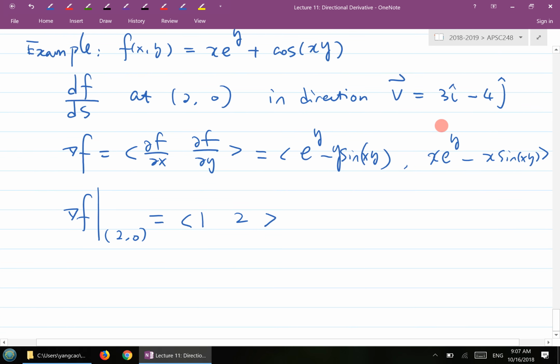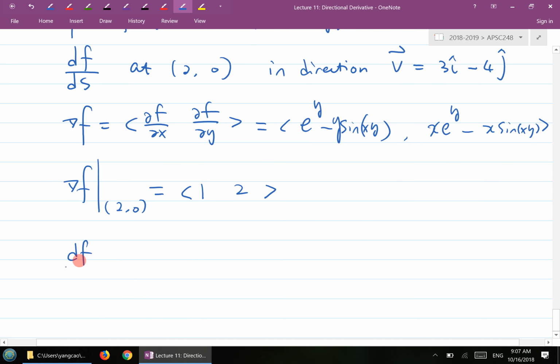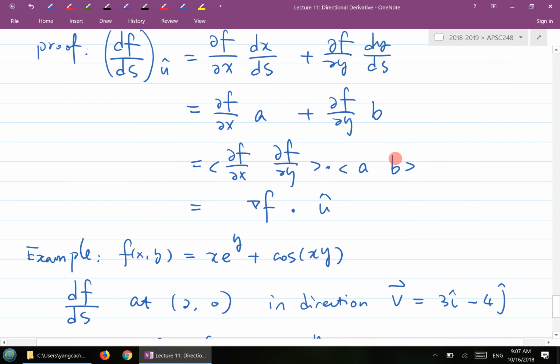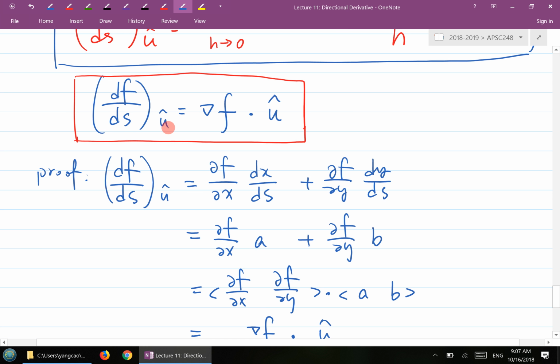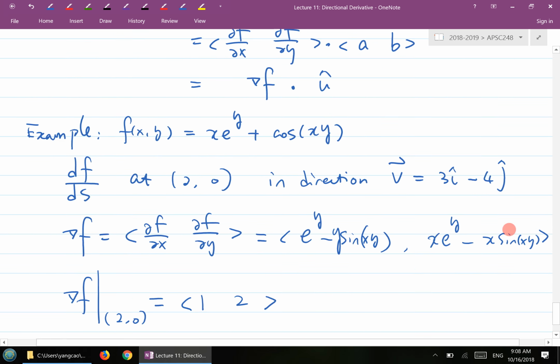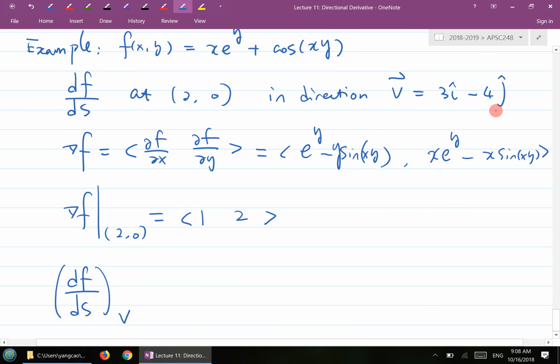Now let's apply the formula. df over ds in the direction v given here. If you recall, the formula requires u hat, which is a unit vector. It's not an arbitrary vector. It has to be a unit vector. But this question is given by v, which is not a unit vector here, right? So you need a v hat here. Okay?